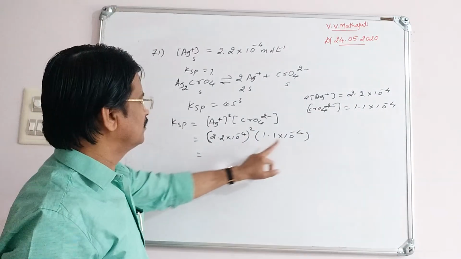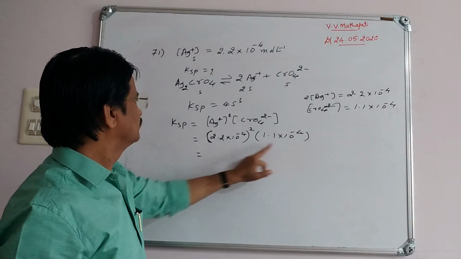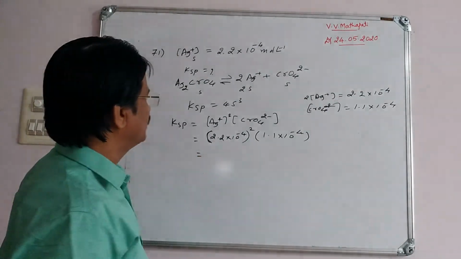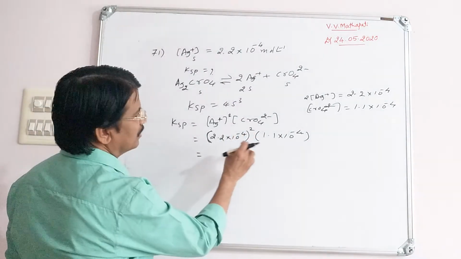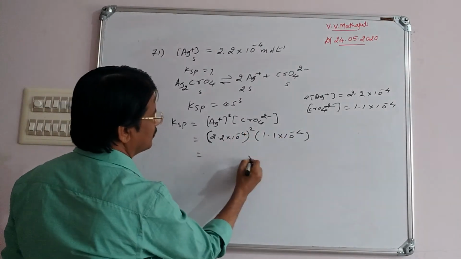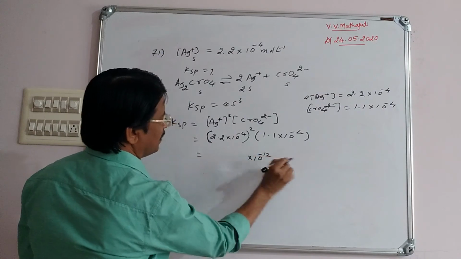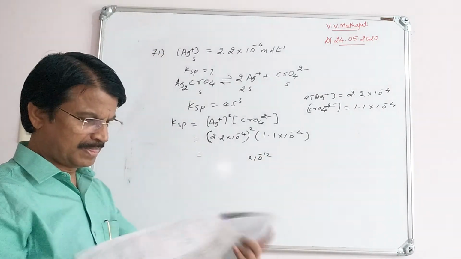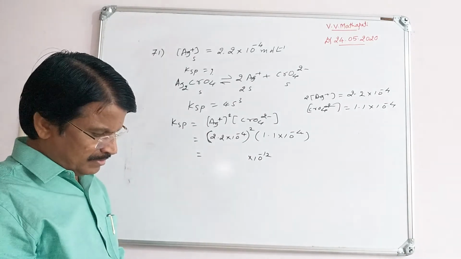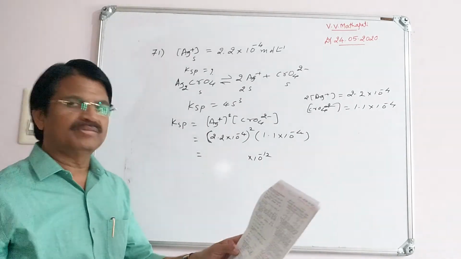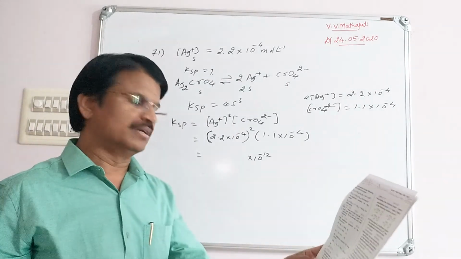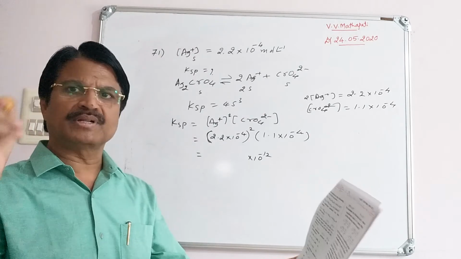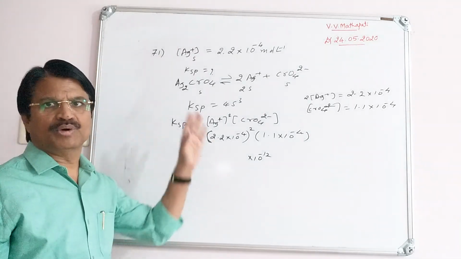10 raised to minus 8, 10 raised to minus 12. 2.2 into 2.2 is 4.84, into 1.1. This is more than 4, 10 raised to minus 12. The first option is 10 raised to minus 12, the third option 10 raised to minus 12. The second and fourth are 10 raised to minus 11 and 10 raised to minus 8. Therefore options 1 and 3 are correct.